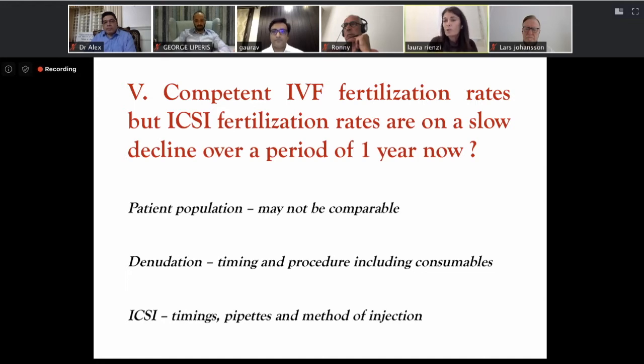You will have a pressure over time. You will start to inject with less caution, so more aggressively. So timing, consumables, procedures, operator, every single step that differs from your control will be the key where you find the problem, if the problem is not related to the patient population. Laura, what do you have to say about the method of injection?